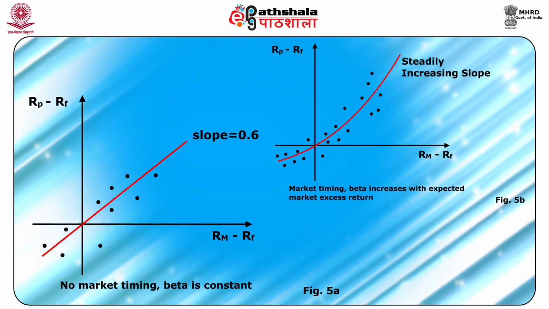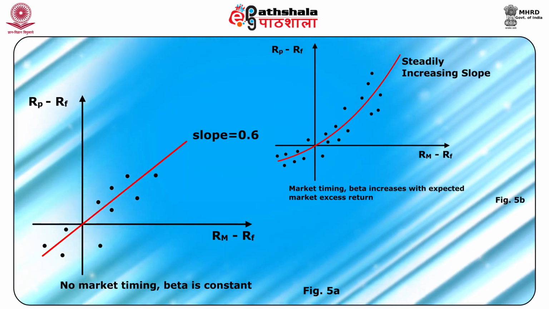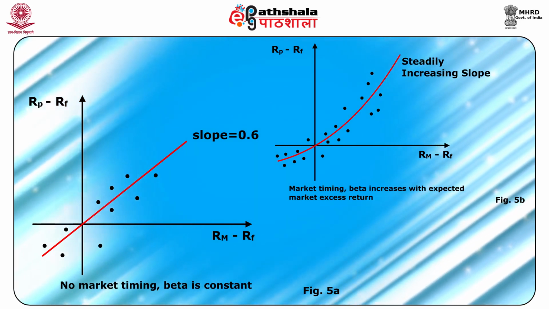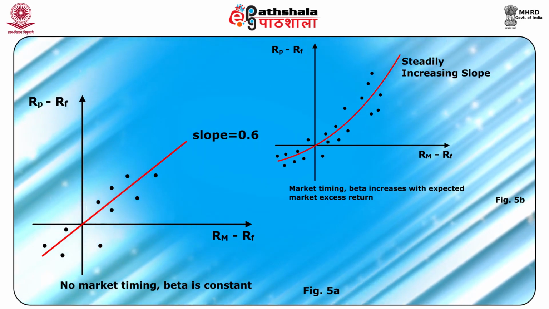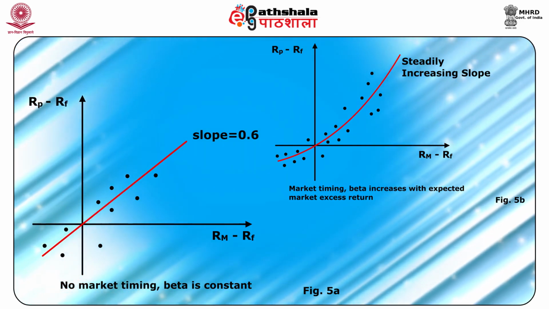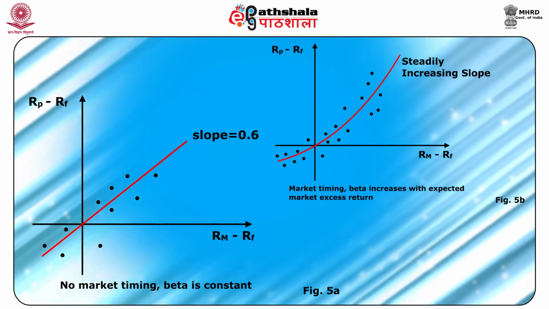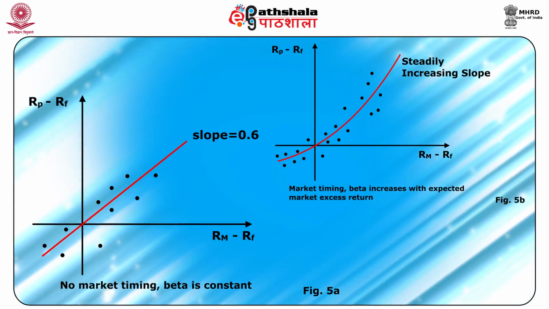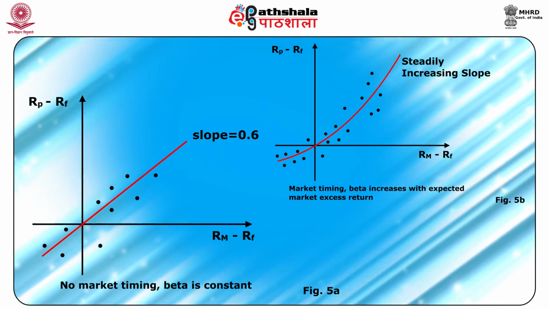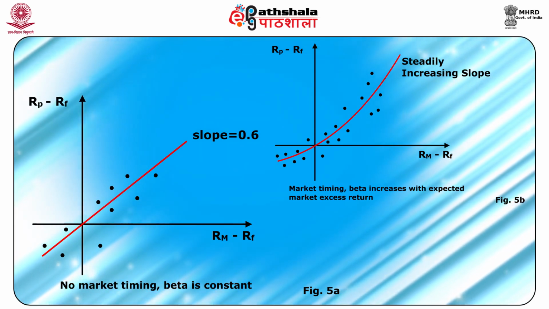In this figure, we have used RM minus RF on the x-axis and RP minus RF on the y-axis. And in figure 5b, we have used RM minus RF on the x-axis and RP minus RF on the y-axis. In 5a, the slope is 0.6 and here there is no market timing and beta is constant. In 5b, this shows a steadily increasing slope. Here market timing is present, and beta increases with expected market excess returns.